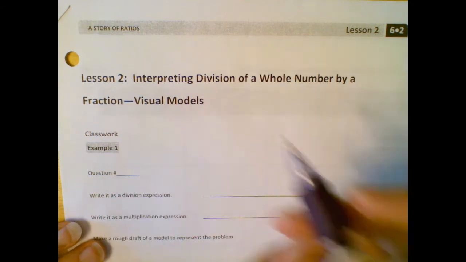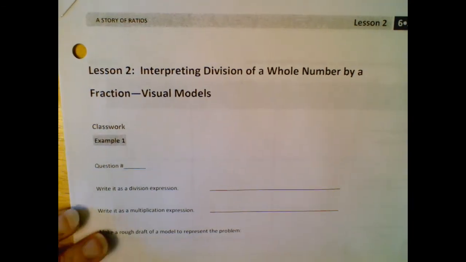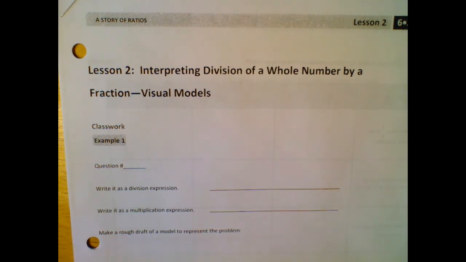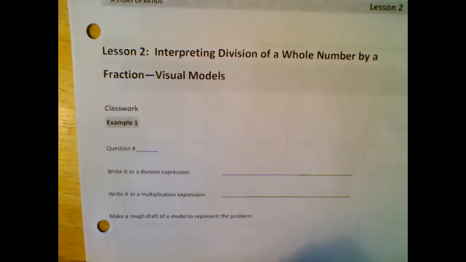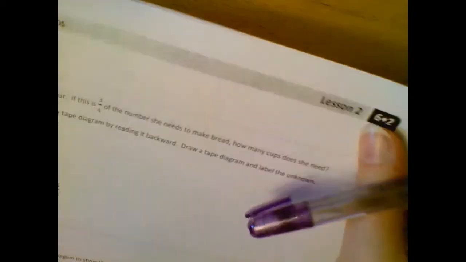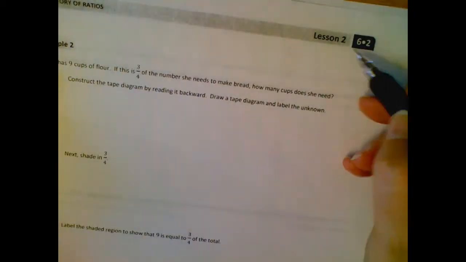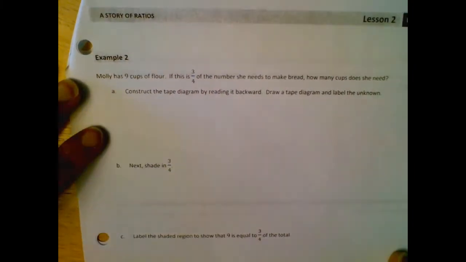We're interpreting division of a whole number by a fraction. The visual models are quite helpful in this manner, and probably by now you've already done example 1 with the posters and group work. So we are going on to example 2. Module 2, Lesson 2, Example 2, 2's all over the place.